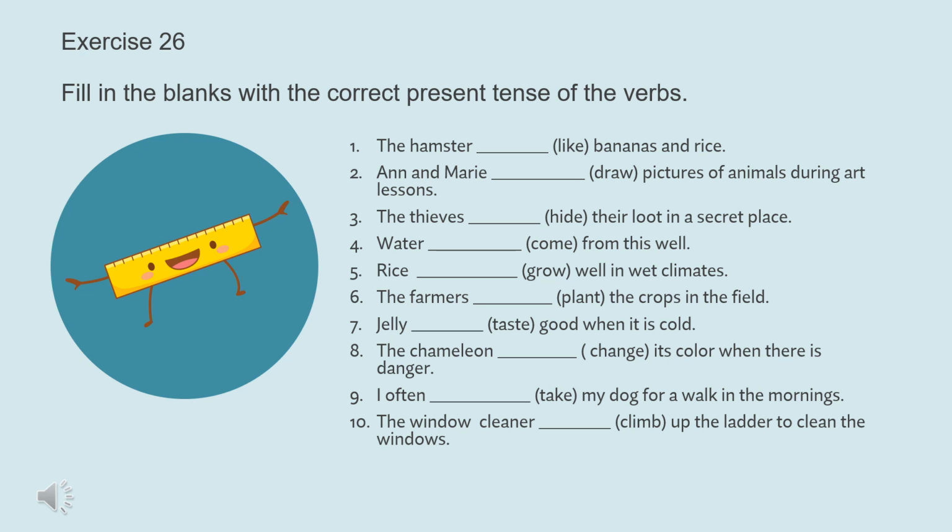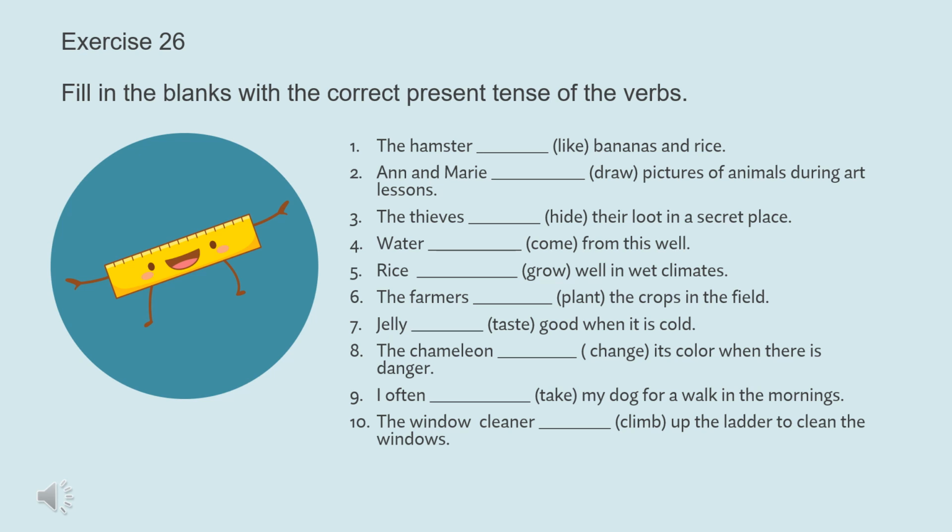Anne and Mary dash pictures of animals during art lessons. Anne and Mary is the plural subject, so we will not add anything with the verb draw. Anne and Mary draw pictures of animals during art lessons. The thieves is the plural subject. The thieves dash their loot in a secret place. The thieves hide their loot in a secret place. Water is a singular subject, so water comes from this well. Water comes from this well.